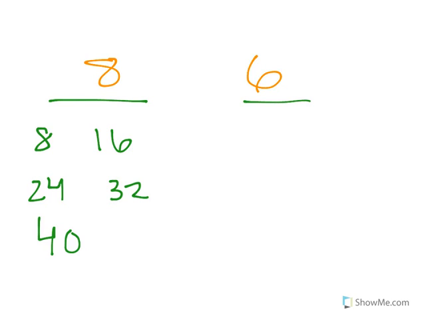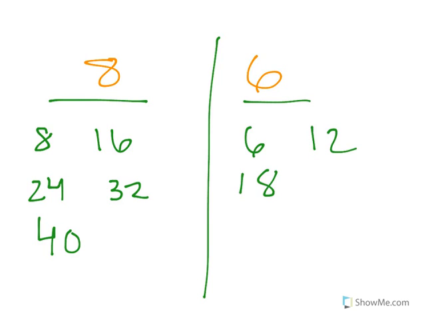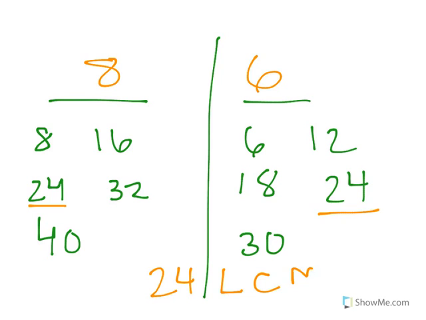The next thing I'm going to do is skip count by 6, or find all the multiples of 6. 6, 12, 18, 24, 30. If we look at these two lists, I can see that I have a common multiple. Common meaning that it's on both sides, and multiple meaning that we can skip count by these numbers. So 24 is the least common multiple.